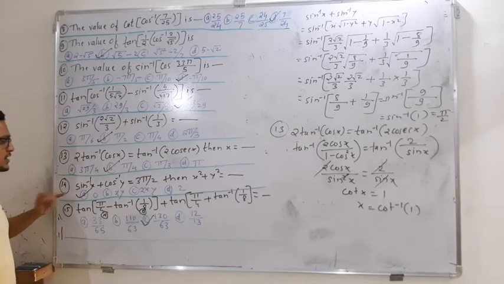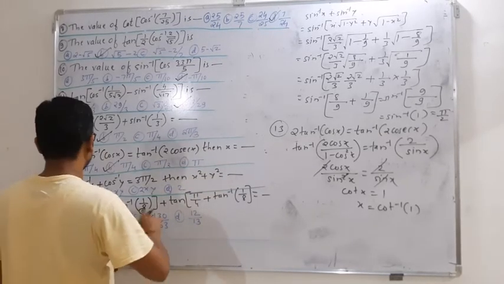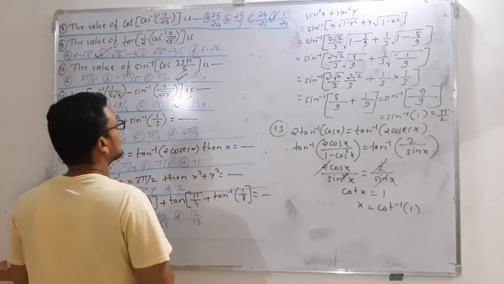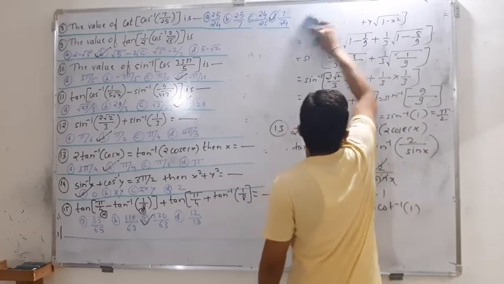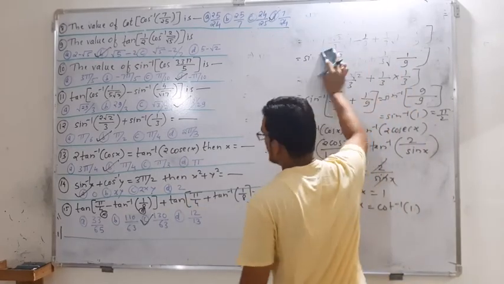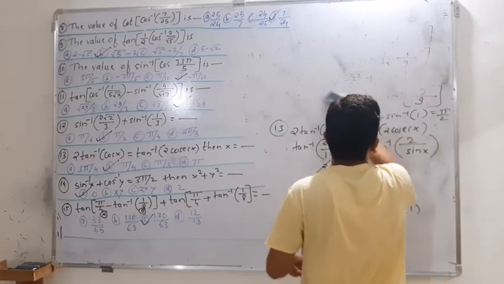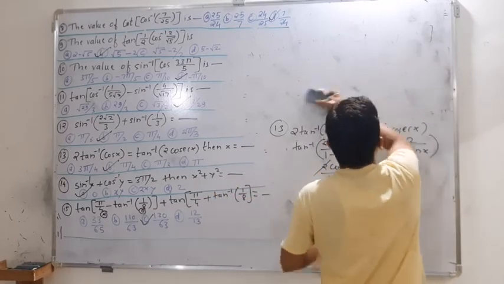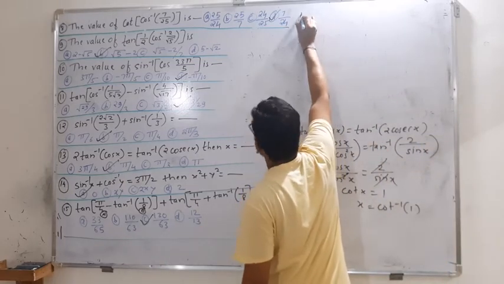Okay. Question number 14 now. What is question number 14? Sin inverse x plus cos inverse y is equal to 3 pi by 2. Then what is the value of x square plus y square? We will make use of the same condition.